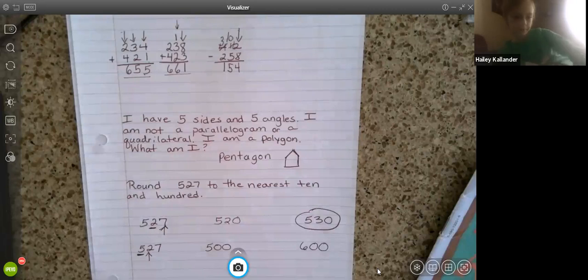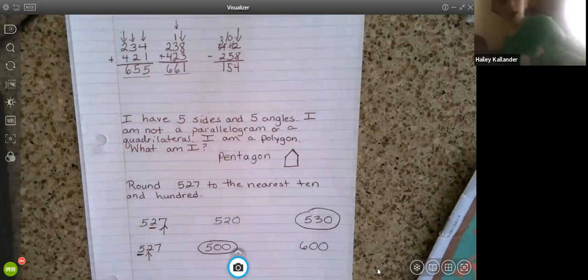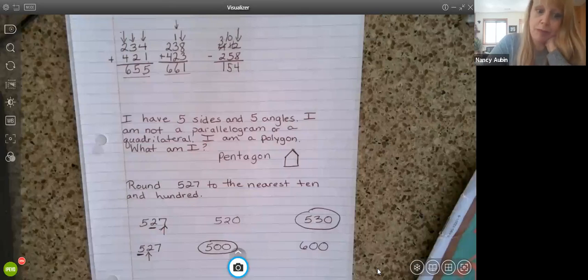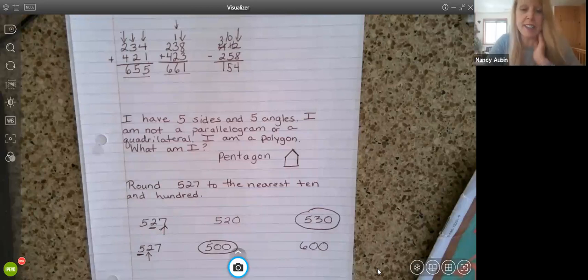500. Can you explain your thinking? You're right. Because 27 is closer to 500 than 600. Yeah. It's only 2 tens away instead of 8 tens, right? So well done. And then when you're looking at the 2, you know, 4 and below, take it down low. All right, well done, you guys.